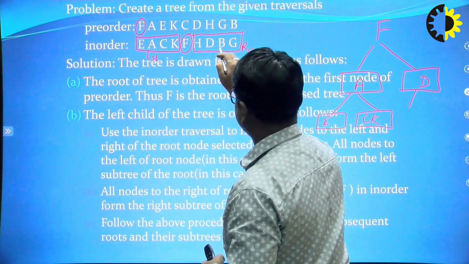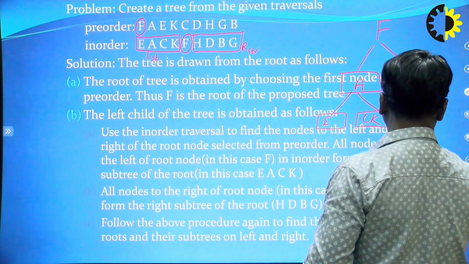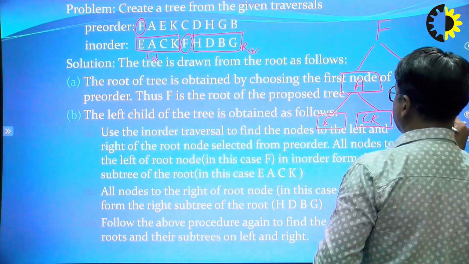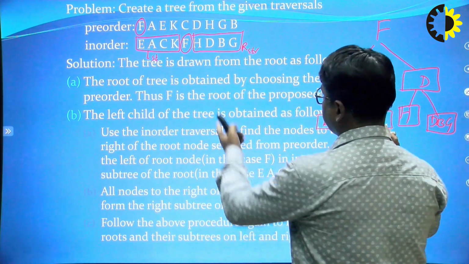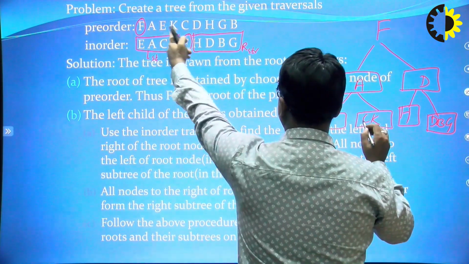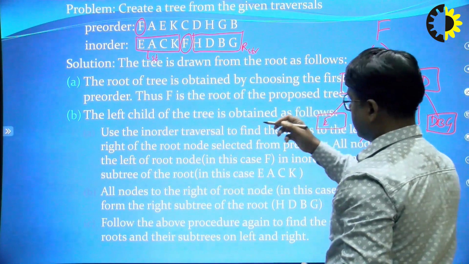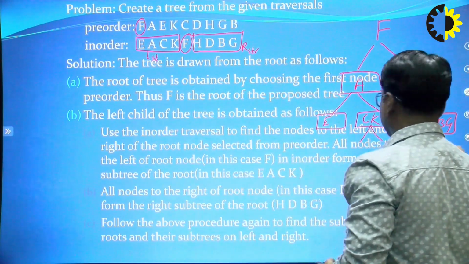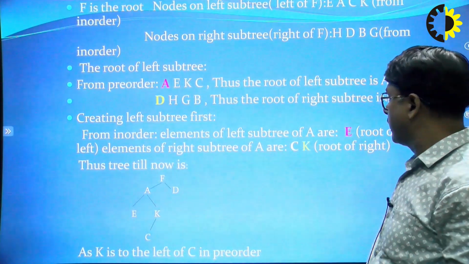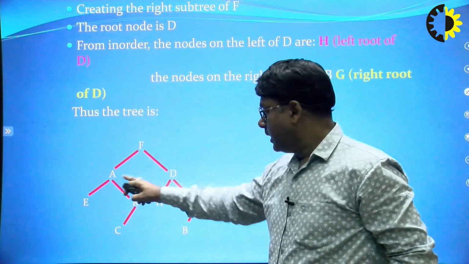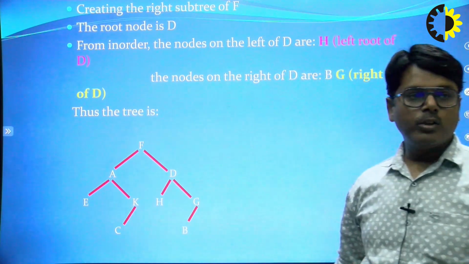Now in the case of in-order, we can identify from here what will be the left subtree and right subtree. So H will be the left subtree and D, B, G will be the right subtree. And this is how, again for the bifurcation of this C, K, we have to check which one will be the root. So in this case, this is how we identify the tree. And finally, we can see here E, A, D, E, K, H, G, B, and C. This is the root. Finally, you will get the result.